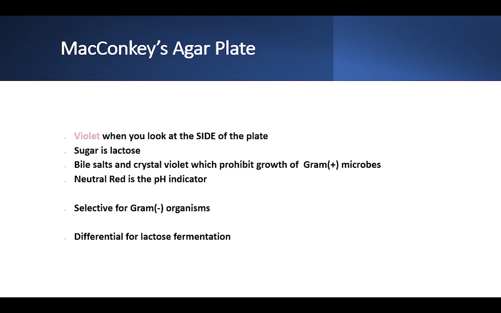If you guys remember crystal violet, that's what we use for gram staining. And these prohibit the growth of gram-positive organisms. So it basically says, hey, if you're gram-positive, you cannot grow on this plate. So it selects for gram-negatives. It also has a pH indicator in there called neutral red, and neutral red will help us monitor any kind of production of acid from this bacteria. So it selects for gram-negatives, and it differentiates those that can ferment lactose.